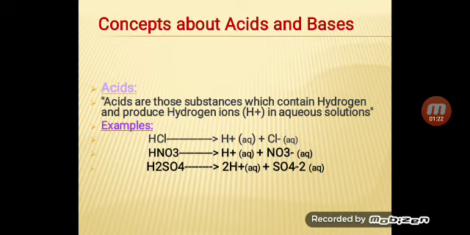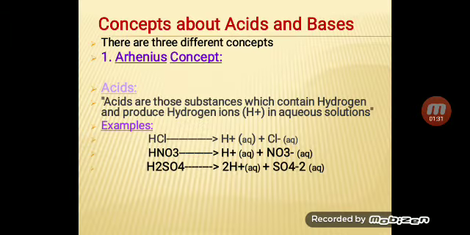Now, different concepts about acids and bases. There are three concepts about acids and bases. The first one is the Arrhenius concept. According to the Arrhenius concept, acids are those substances which contain hydrogen and produce hydrogen ions in aqueous solution. For example, hydrochloric acid, nitric acid, H2SO4, carbonic acid, etc.